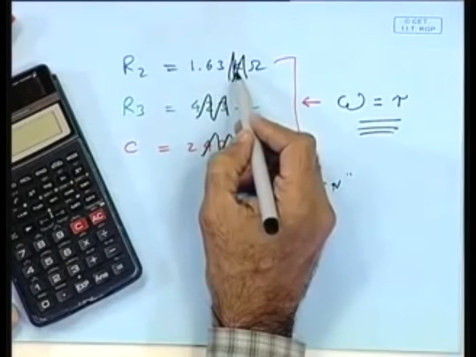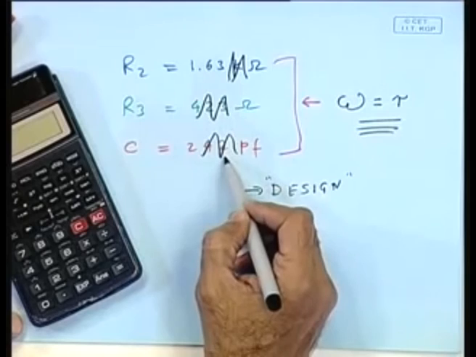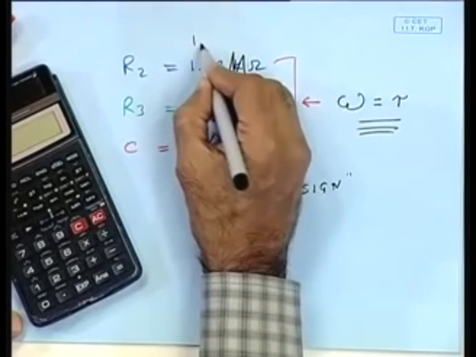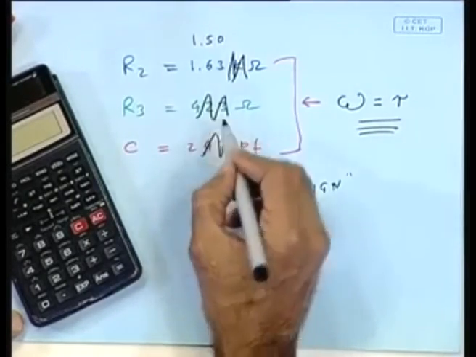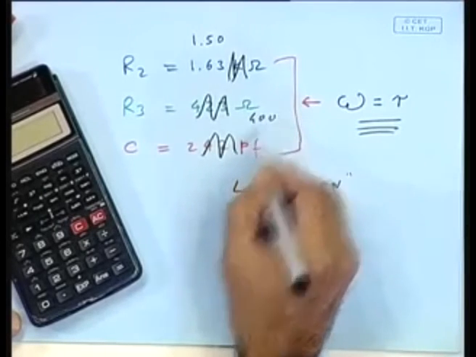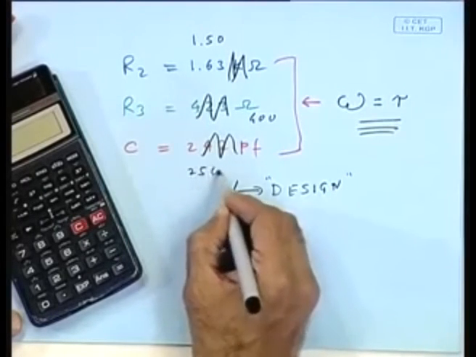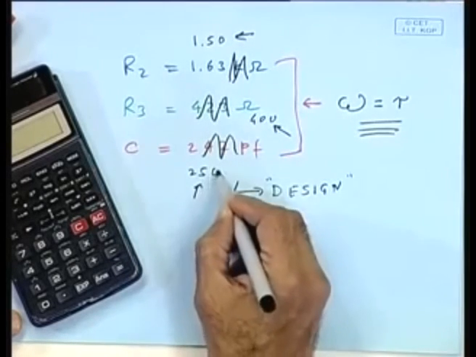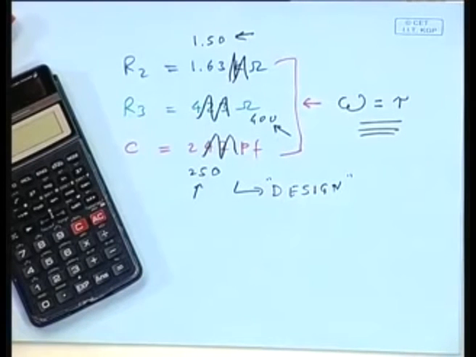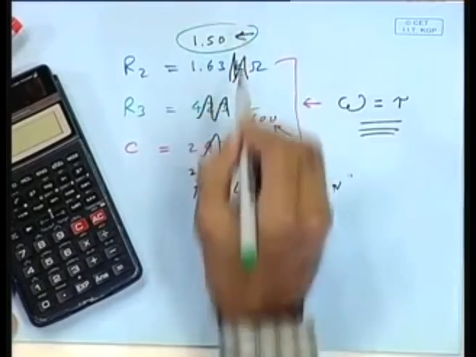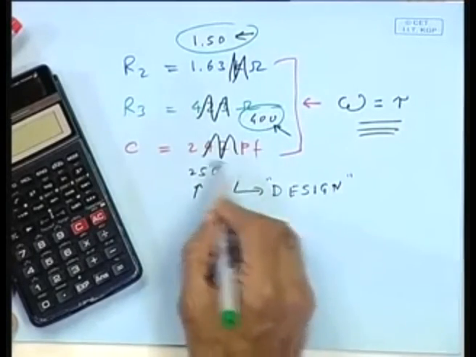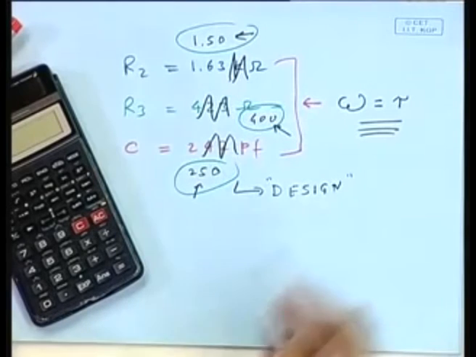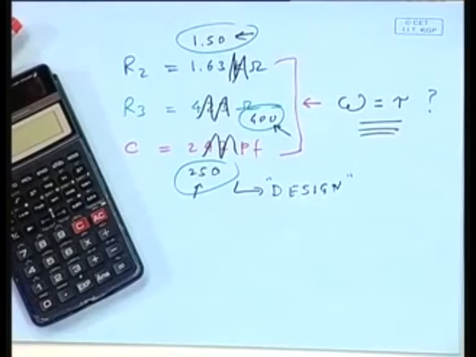I allow for a variation here. So maybe the nearest one is 1.50. Maybe the nearest one is 400. Maybe the nearest one is 250. If I get these components, notice three different components. If I get these three components, and let me just mark them in green. This one is one, this one is the other one, this one is the third one. Suppose I get these components, will I still get close to this? Will I still get my performance close to this?